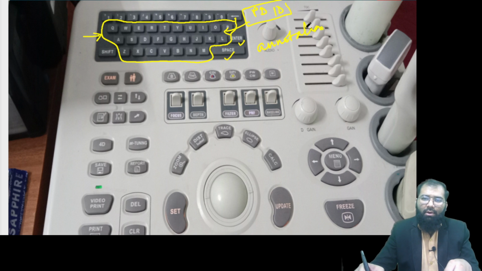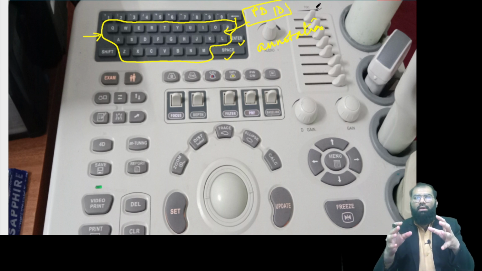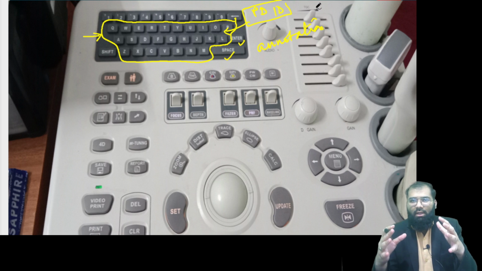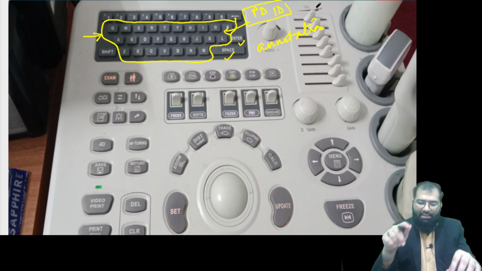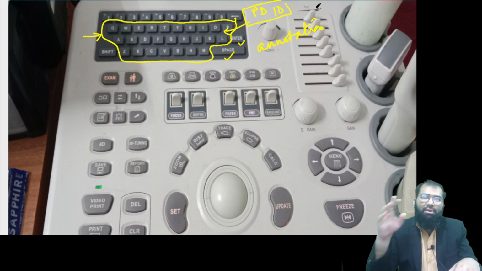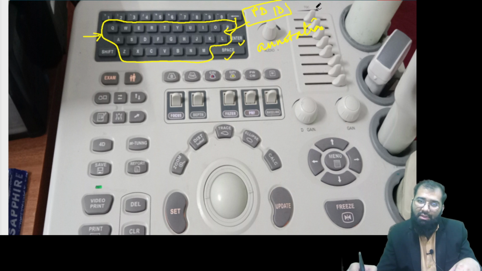Annotation. What is annotation? Suppose you are giving an image of liver, then you have to title it that it is liver. Suppose you are showing a pathology in the right ovary, you have to mention that this is right ovary. That is called annotation. Similarly, annotation is very important.